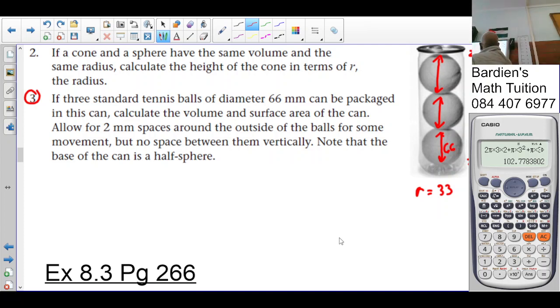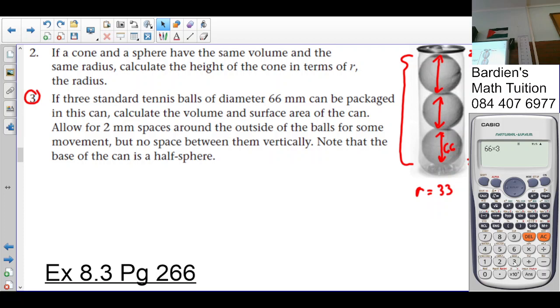So from this point to that point, inclusive of that 2 millimeters, it's going to be 66 times 3, which is the 3 balls, plus 2 times 2, which is the 2 millimeter spacing above and below. So that's going to give us 202 millimeters. Calculate the volume and the surface area. Then we are told that we have 2 hemispheres, which means there's a sphere here and there's a sphere here, as you can see in the diagram.